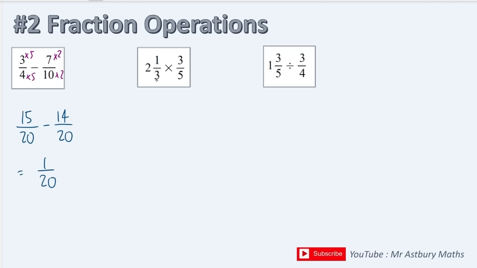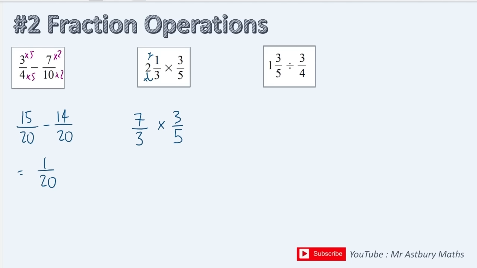I'm multiplying fractions now, but what I need to do is convert this into an improper fraction. So what I do is I do 3 multiplied by 2, and then I add 1 on. So 3 times 2 is 6, plus 1 is 7. So this gives me 7 thirds. And I'm multiplying that by 3 fifths.